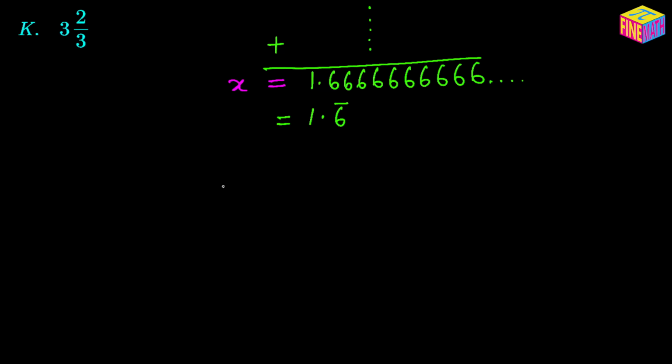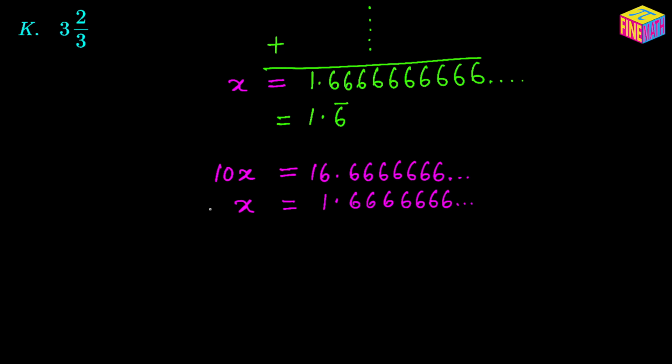Let's multiply both sides by 10. So 10 times x would be equal to 16.66666, like that. Now let's subtract x from 10x. So let me just write down the value of x right here. x is actually 1.6666, like that. If we do this subtraction, what are we going to get? Well, on the left hand side it would be 9 times x, because 10 times x minus x would give us 9 times x.